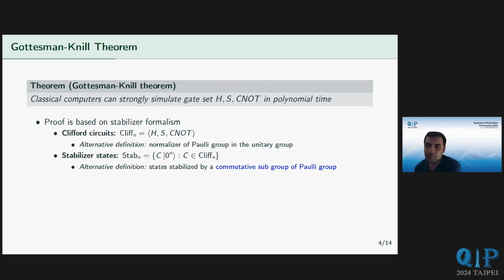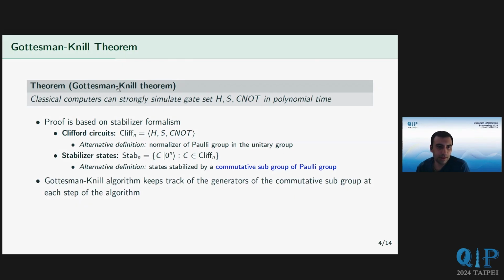In the stabilizer formalism, we have two main ingredients. The first is Clifford circuits, which are all the unitaries you can generate with H, S, and CNOT. This is a subgroup of the unitary group. The second ingredient is the stabilizer states, all the states you can reach if you start from the all-zero state and apply some Clifford circuit to it. There are alternative definitions for both Clifford circuits and stabilizer states. For stabilizer states, the alternative definition is the set of states that are stabilized by a commutative subgroup of the Pauli group.